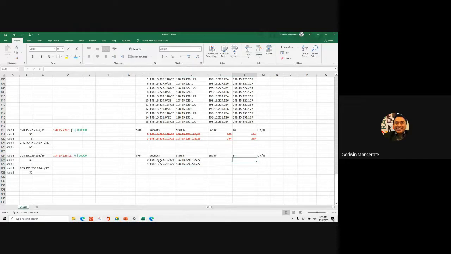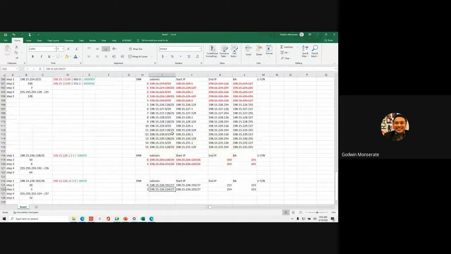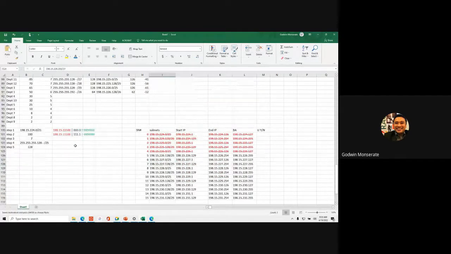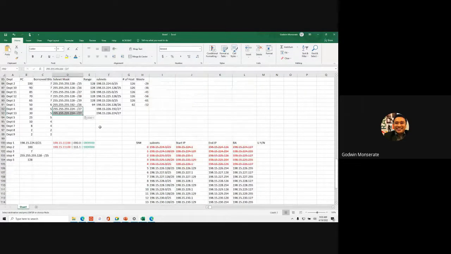This one is, pila ni siya? 223. So meaning this is 222. This is 254. This is 255. Okay. So wala tayong problema. So kay diri sa ato, we will be needing 2 5s. So kani sila magamit din silang duha. That's 27. Anong range nila by 32. Okay. So let's try to get the waste and the number of hosts.